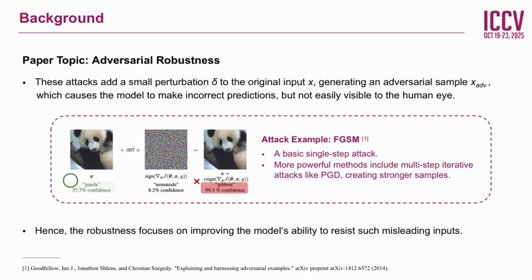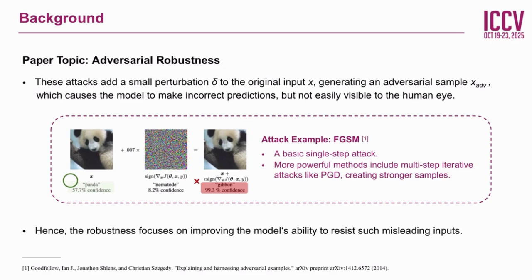Okay, let's begin with some background on our topic, adversarial attack. The adversarial attack involves adding small perturbations to the original input data and generating an adversarial sample that causes the model to make incorrect predictions. These perturbations are not easily visible to the human eye. However, they can mislead the model into making wrong decisions.